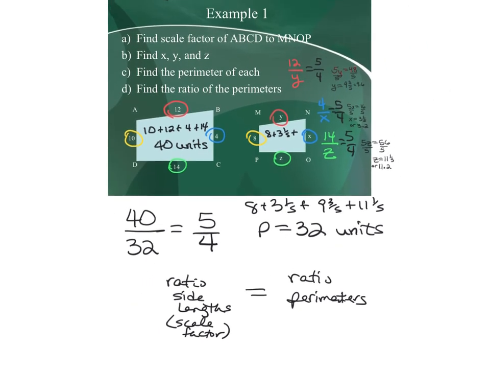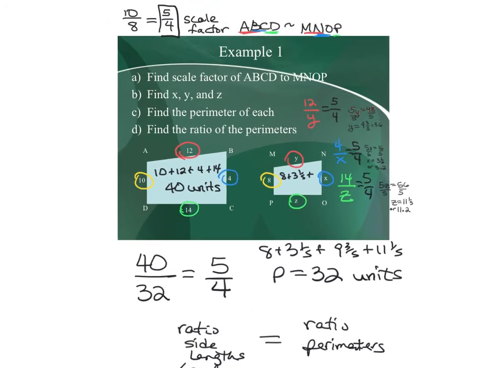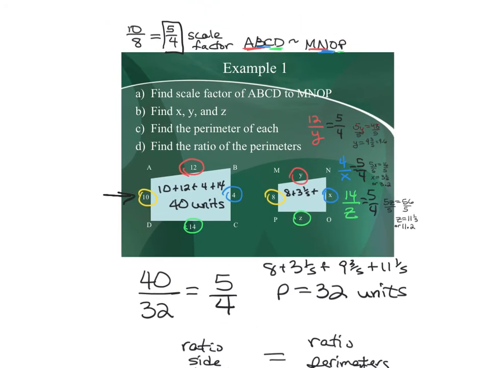How did you get 5/4? Like the beginning part for the scale factor, I took the yellow that I circled, 10/8, and reduced it to 5/4. So I found the two sides that actually both had numbers. Because I was given that they were similar, I already knew the sides were proportional.